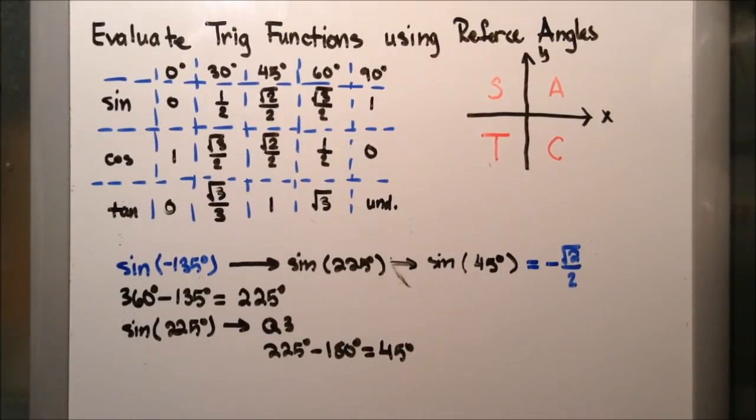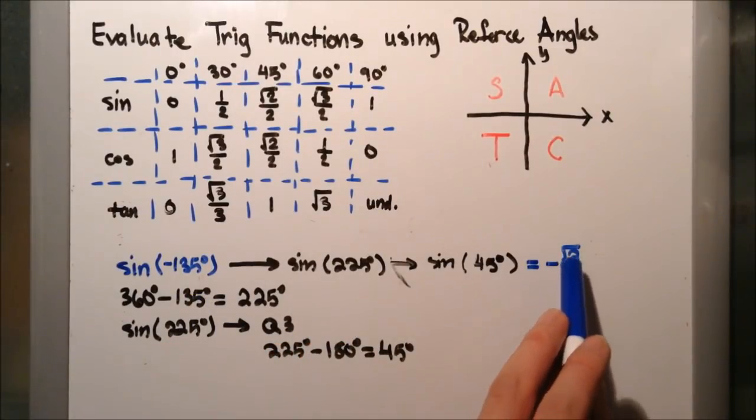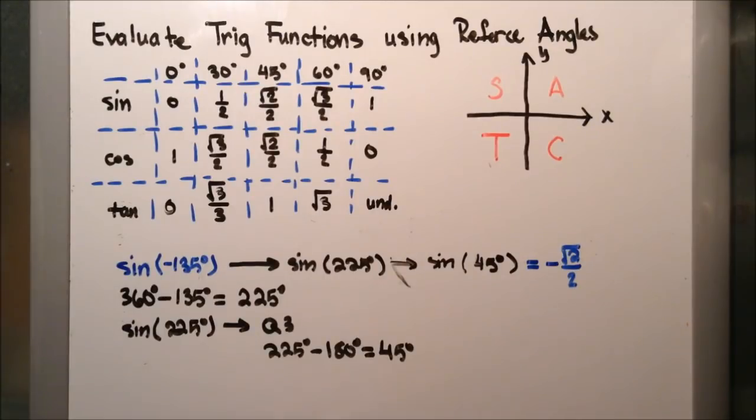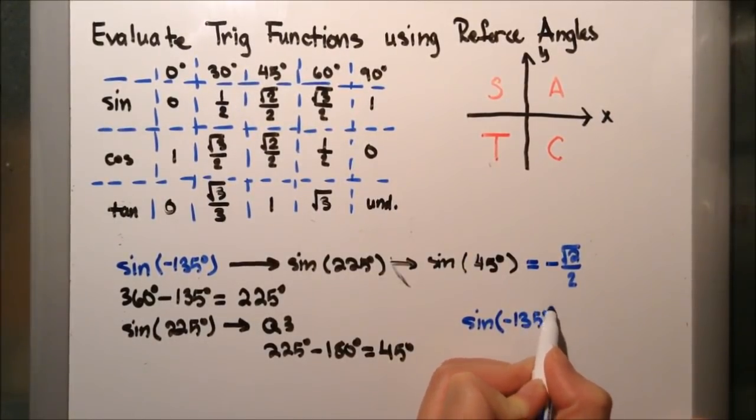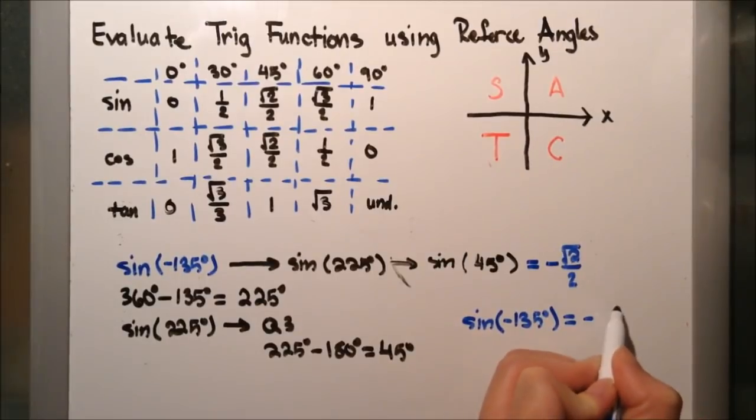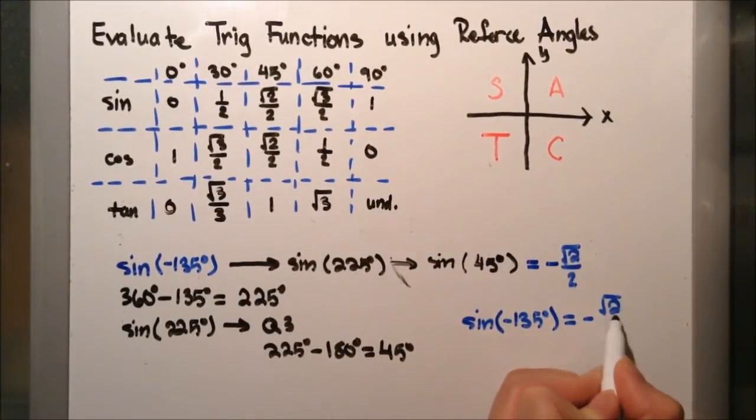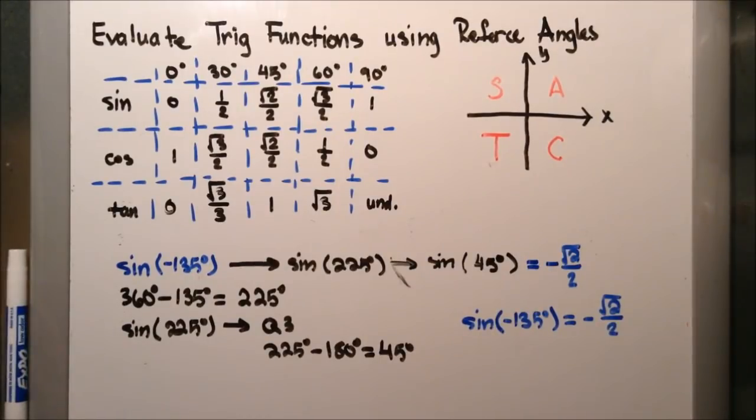So sine of negative 135 degrees or sine of 225 degrees will equal negative square root of 2 over 2. So we rewrite our final answer: sine of negative 135 degrees is equal to negative square root of 2 over 2. And that will be our final answer.